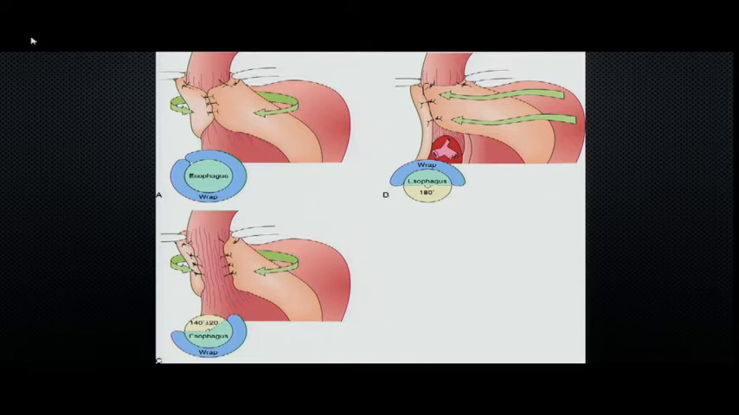This is the 360-degree wrap here, which is the Nissen fundoplication. This is the anterior wrap. Most people do not recommend it nowadays because of its ineffectiveness and the increased chance of recurrent reflux. And then the posterior wrap here, the toupee, and the Dor procedure.